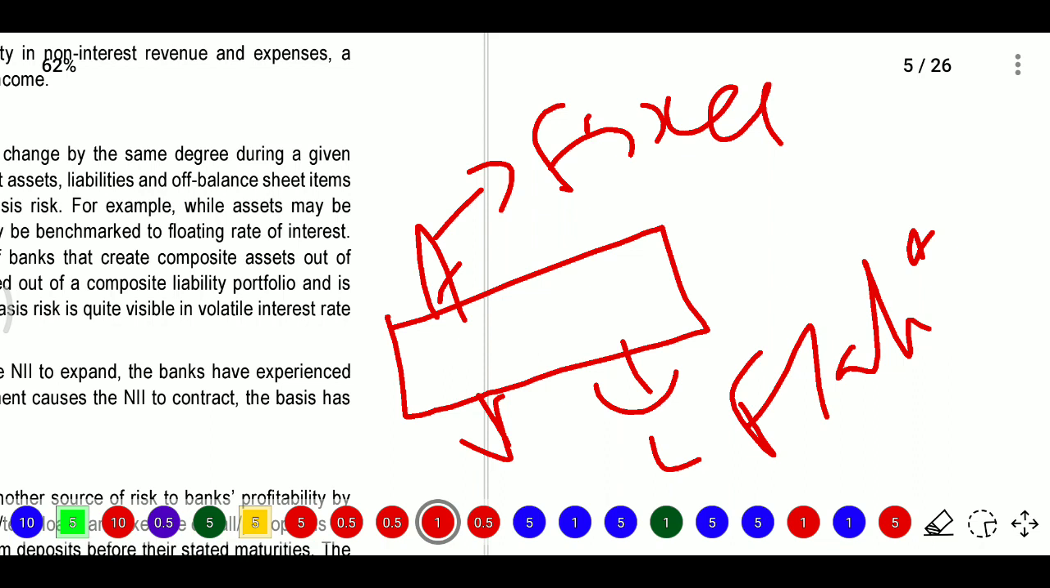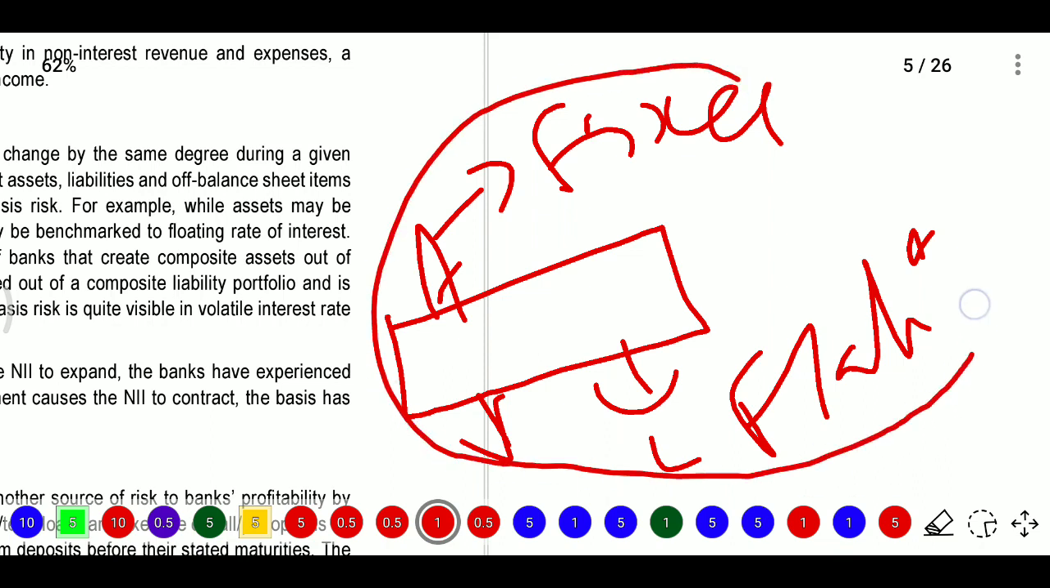The degree of basis risk is fairly high in respect of banks that create composite assets out of composite liabilities. So we need to see what the risk will be for composite assets and composite liabilities. The loan book in India is funded out of a composite liability portfolio and is exposed to a considerable degree of basis risk.